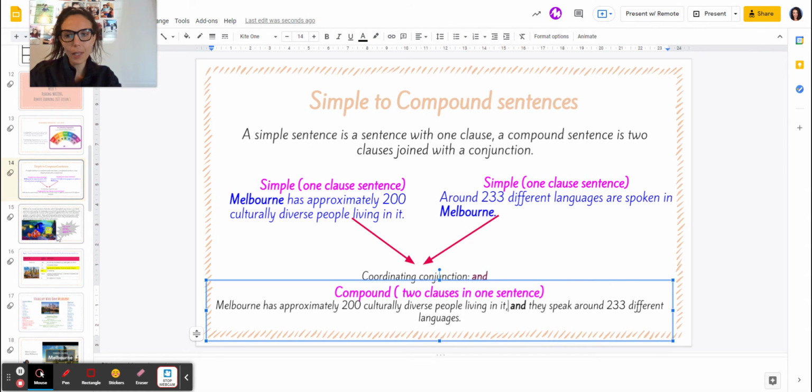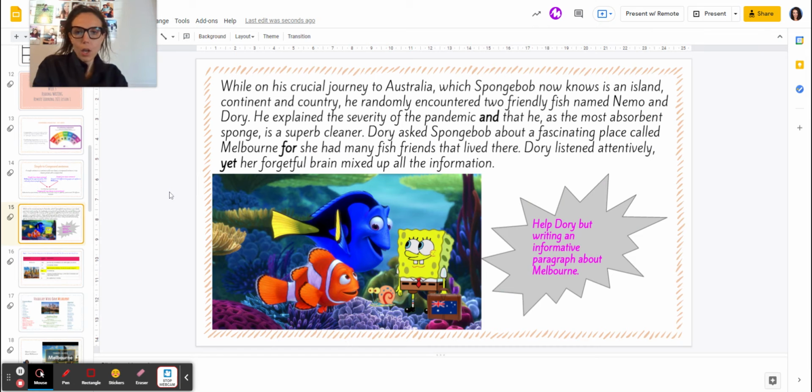Okay, here is the continuation of our story. While on his crucial journey to Australia, which SpongeBob now knows is an island, continent, and country, he randomly encountered two friendly fish named Nemo and Dory. He explained the severity of the pandemic and that he, as the most absorbent sponge, is a super cleaner. Dory asked SpongeBob about a fascinating place called Melbourne, for she had many fish friends that lived there. Dory listened attentively, yet her forgetful brain mixed up all the information.